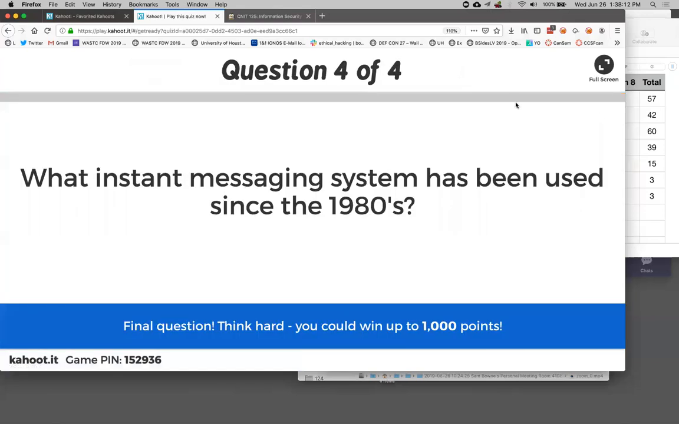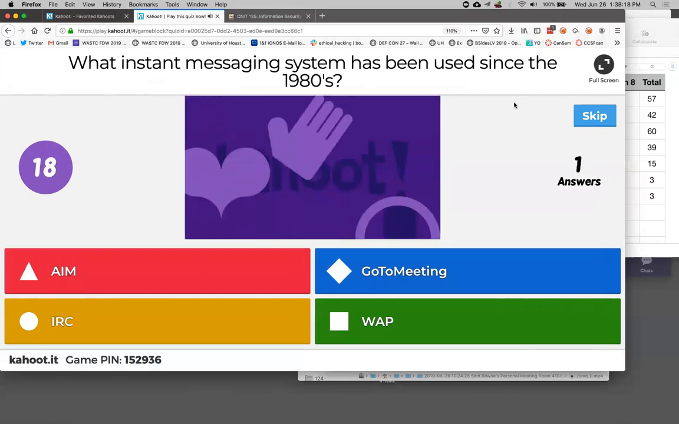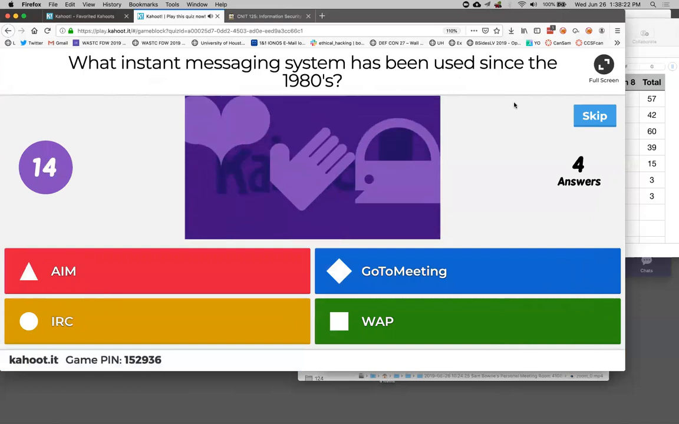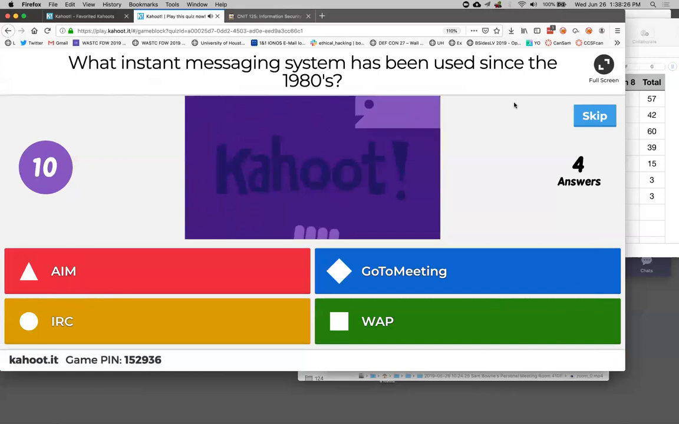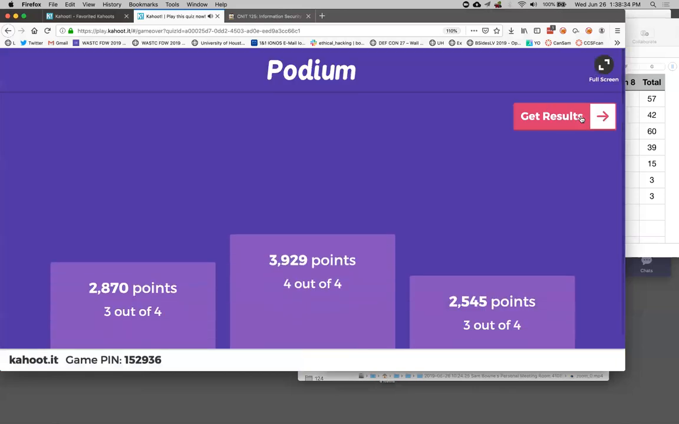Anyway, which IM system has been around since the 80s? Okay, that's IRC, Internet Relay Chat.